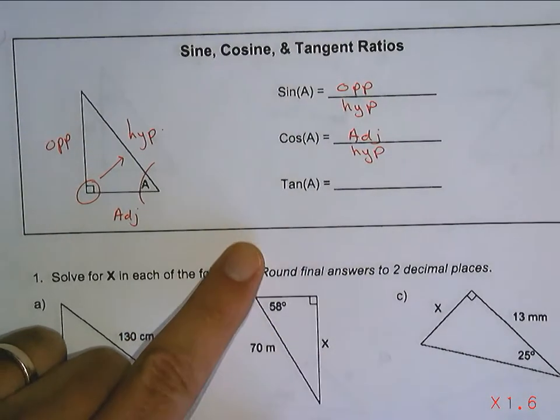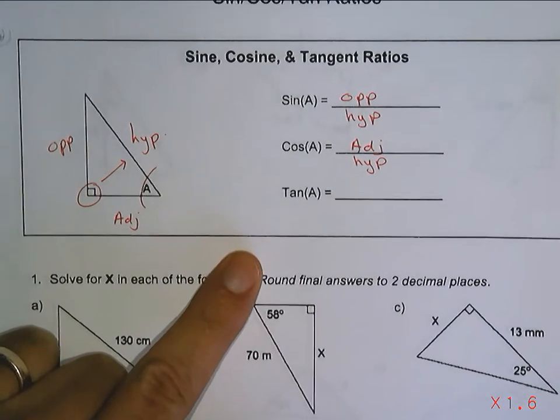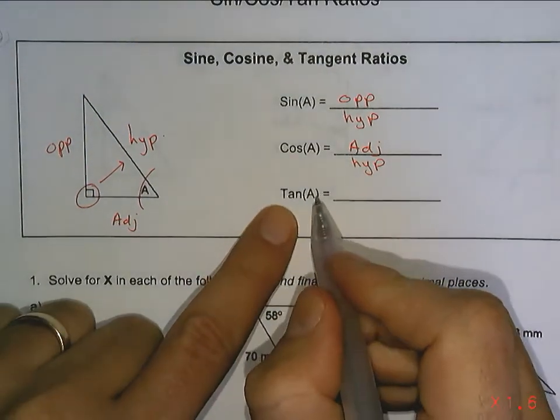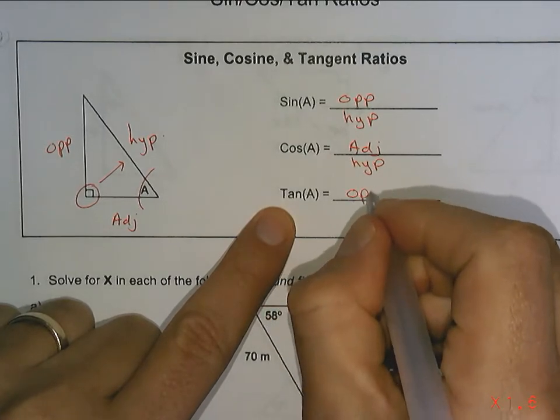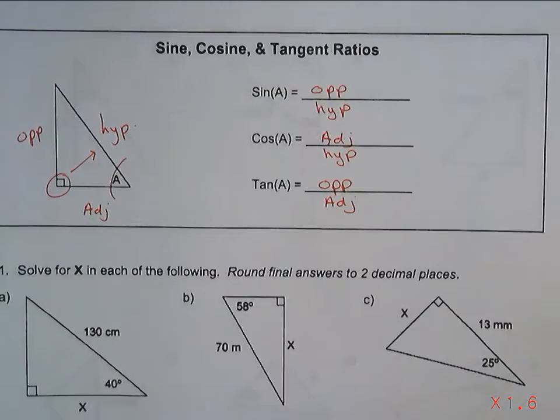And finally, tangent. Now, we didn't talk a lot about tangent yesterday. I introduced it, but we didn't do any questions with it. Tangent is opposite over adjacent. So there's no hypotenuse involved in this one.